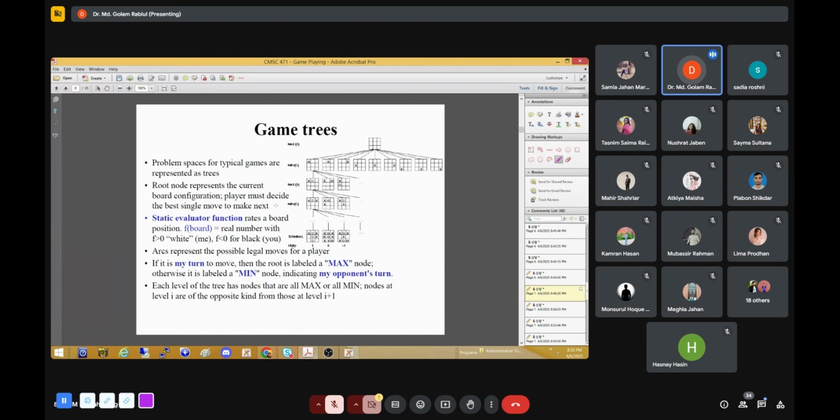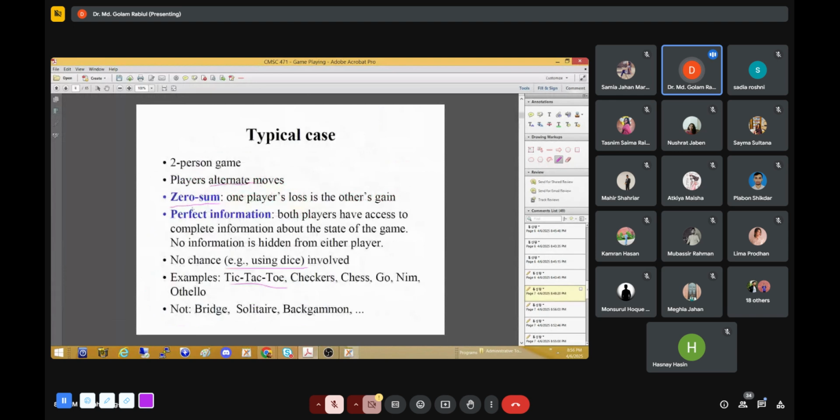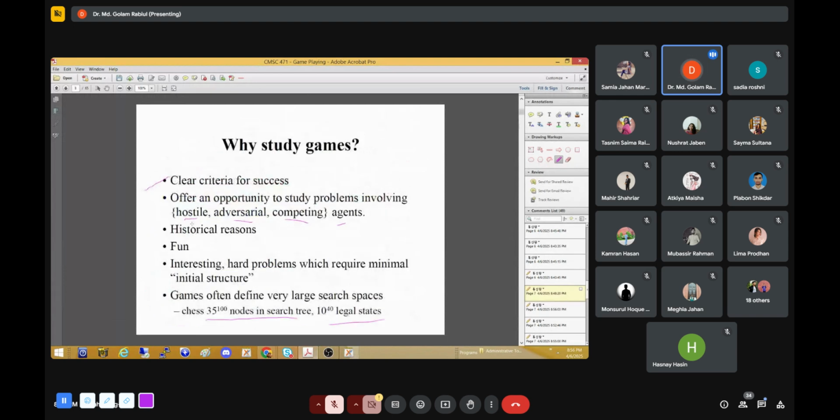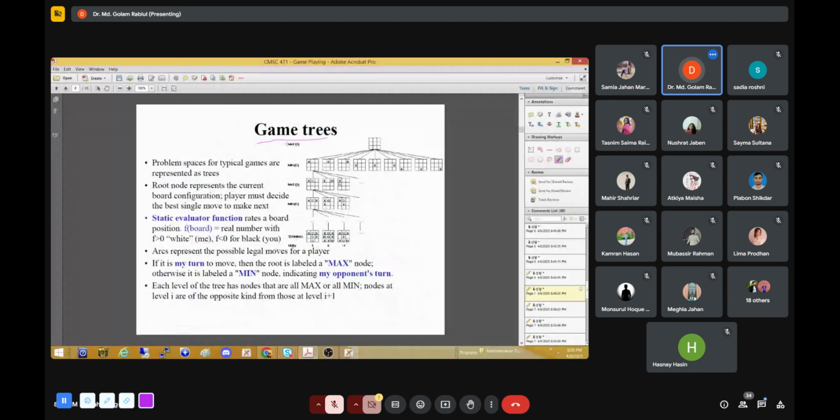Then the concept of the game tree is like this. We have to think about the state space, the problem space. As I have already mentioned about the state space of one of our popular games, chess, we can say that our search tree has 35 to the power 100 nodes. So now we have to think about what the search tree or game tree is.